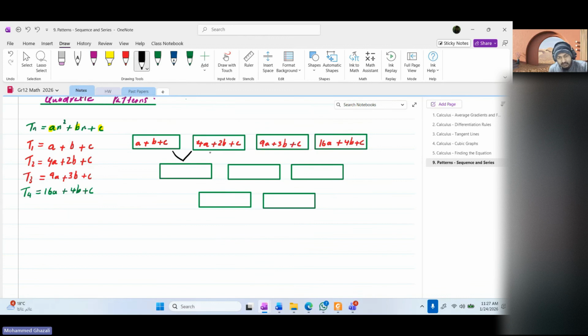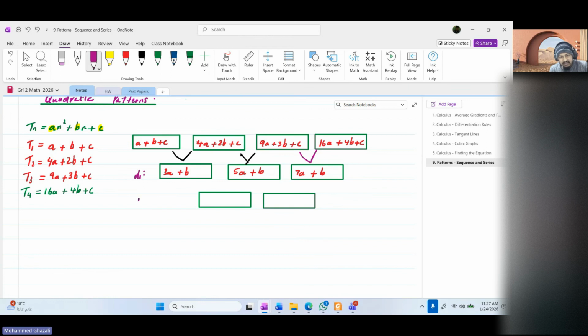You see term 2 minus term 1. Take the term forward minus the term before that. So 4a minus a is 3a, 2b minus b is plus b, and c minus c is 0, so that's out. 9a minus 4a is 5a, 3b minus 2b is plus b, and c and c is out. 16a minus 9a is 7a, plus b. And you can see that the first differences also make a pattern.